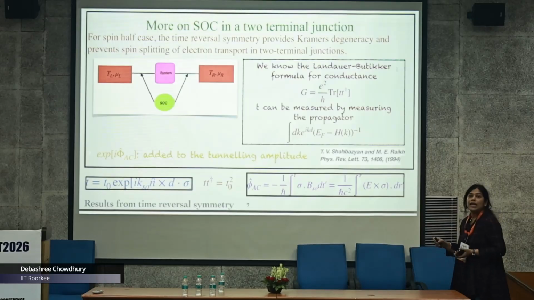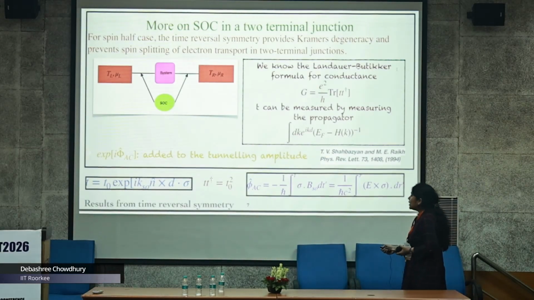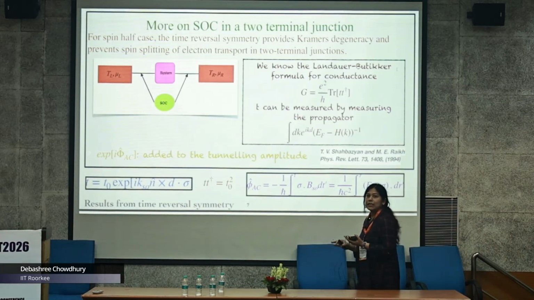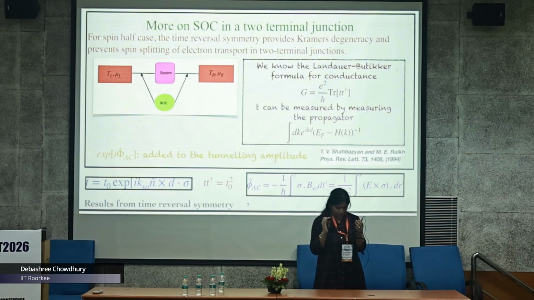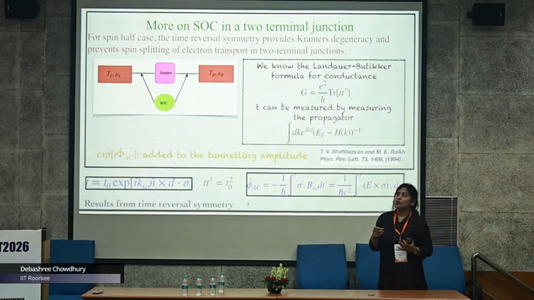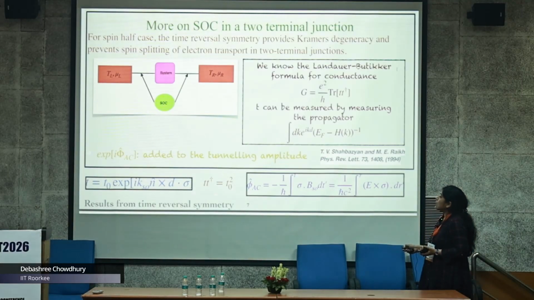These phases are called the Aharonov-Casher phases, and if you do so and you want to have this T T dagger, which is needed for the transmission, for conductance, this simply boils down to T0 squared. So this T0 is basically the tunneling amplitude without spin-orbit coupling. So finally we don't have any visible effects on the conductance.